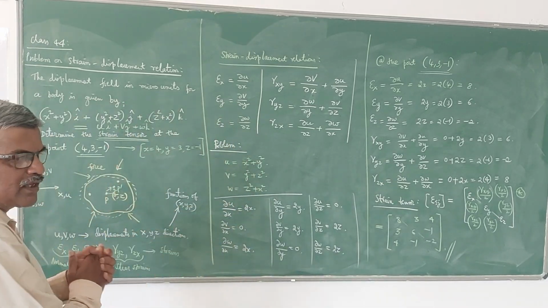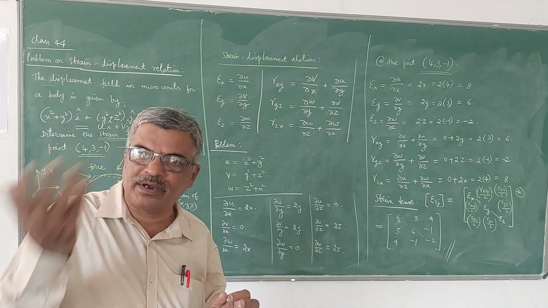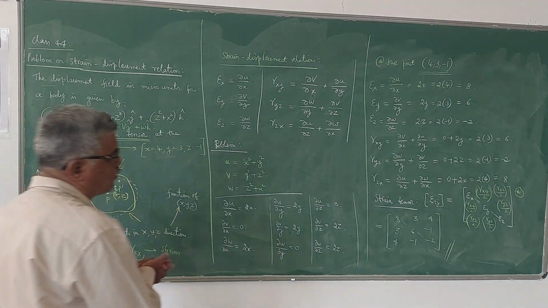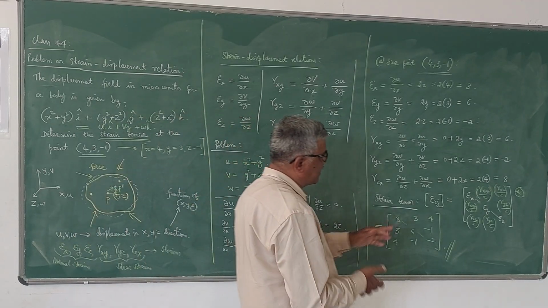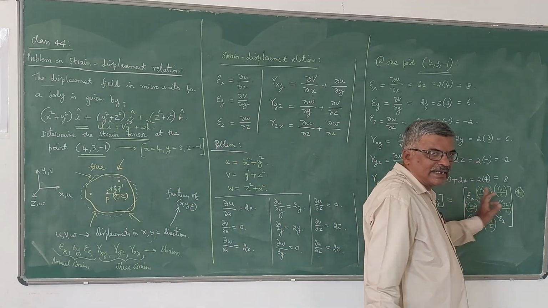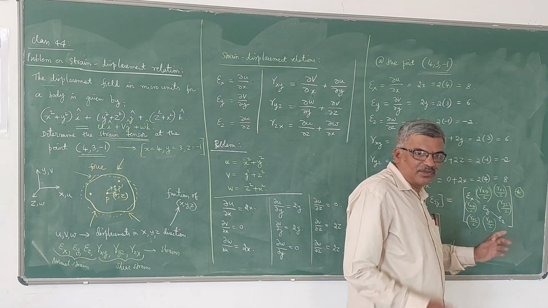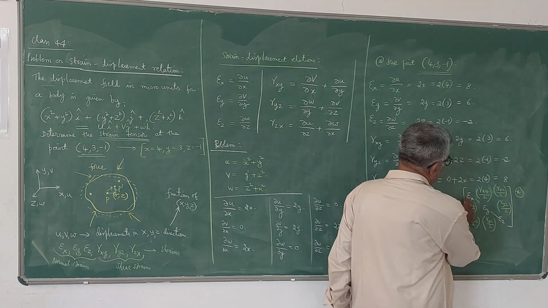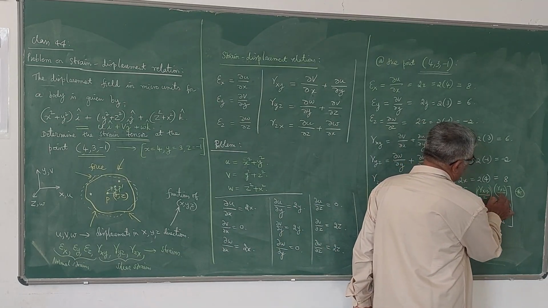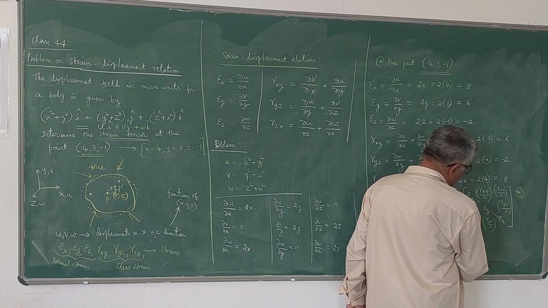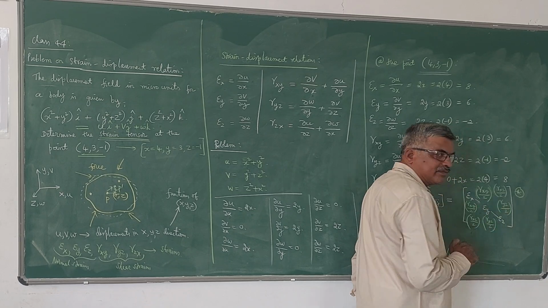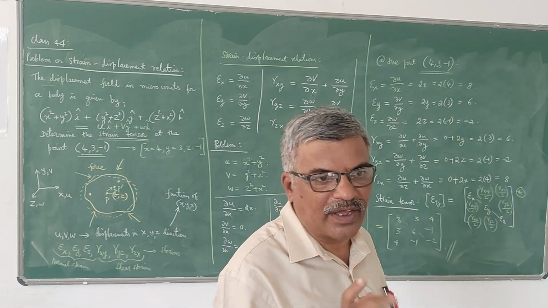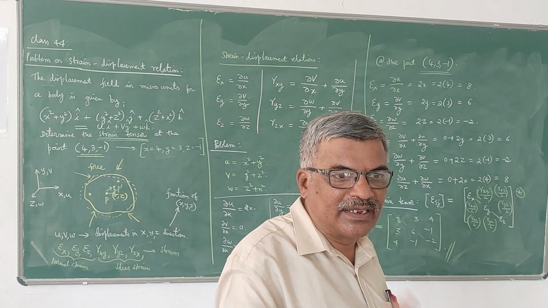This type of problem also they can give. So displacements they will give as functions of x, y, z. They will ask you to find out the strain components, and to find out the strain components you have to write the strain tensor by using this. The difference between the stress tensor and strain tensor is that in stress tensor you have sigma x, sigma y, sigma z, tau xy, tau xz, tau yz, whereas here the divided by 2 will be there for gamma. That's the difference between stress tensor and strain tensor.